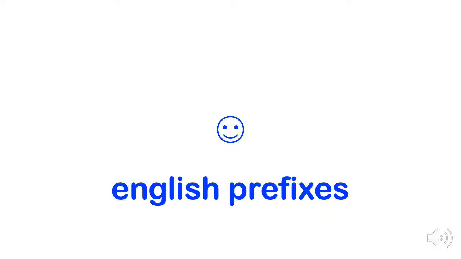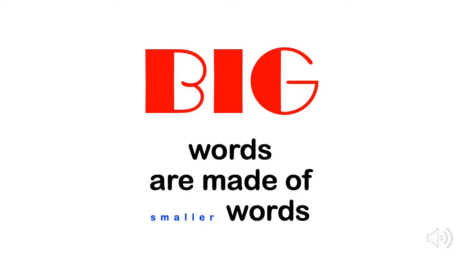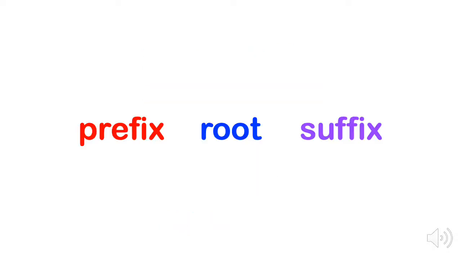Today we're going to examine the prefix and its function in English words. Before we begin, let's remember the simple language principle. In English, big words are made of smaller words. If we break down long, multisyllabic words, we can find the individual meanings of their smaller components. To do this, we will examine the three types of English morphemes: the root, the prefix, and the suffix.